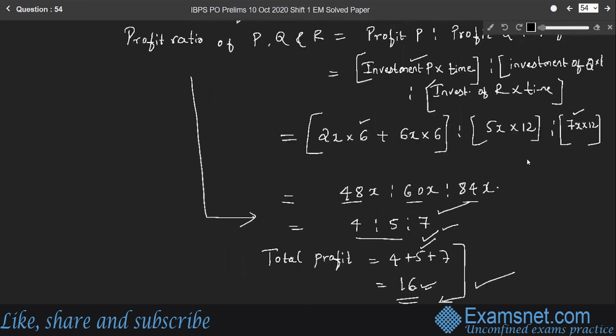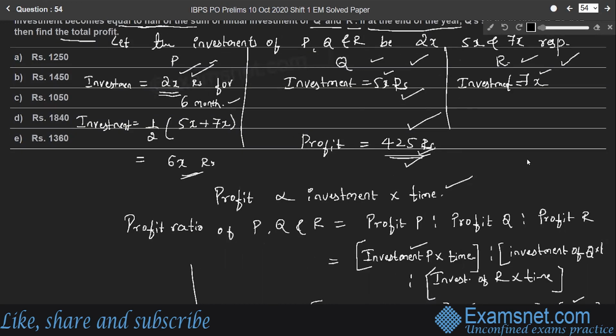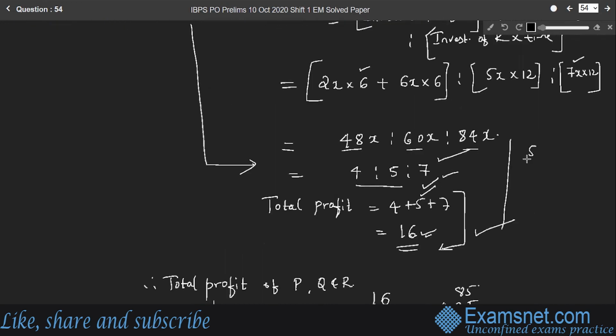By taking 5 units as 425, what will be 1 unit? 425 divided by 5, so you will get 85. Therefore, 4 units becomes P's profit. So 85 into 4 is 340. Right? 340 is 4 units, that is P's profit.